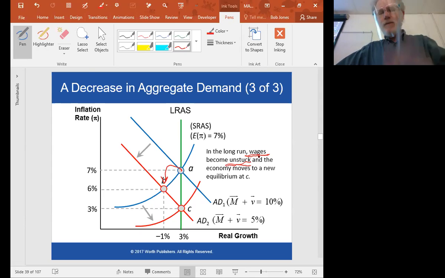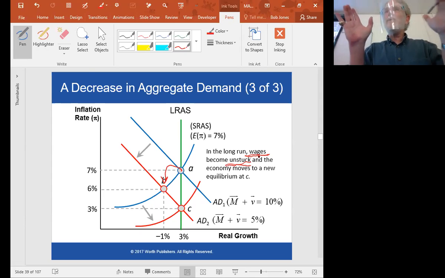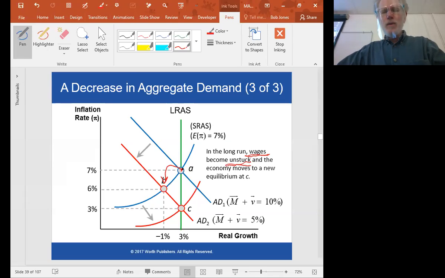And as a result of that, we're going to have a short run period during which wages are at the wrong level. And that's what's happening as we move from A to B. We move into a recession because of a decrease in aggregate demand. This would be a demand shock. Okay? Are we going to be there forever? No.